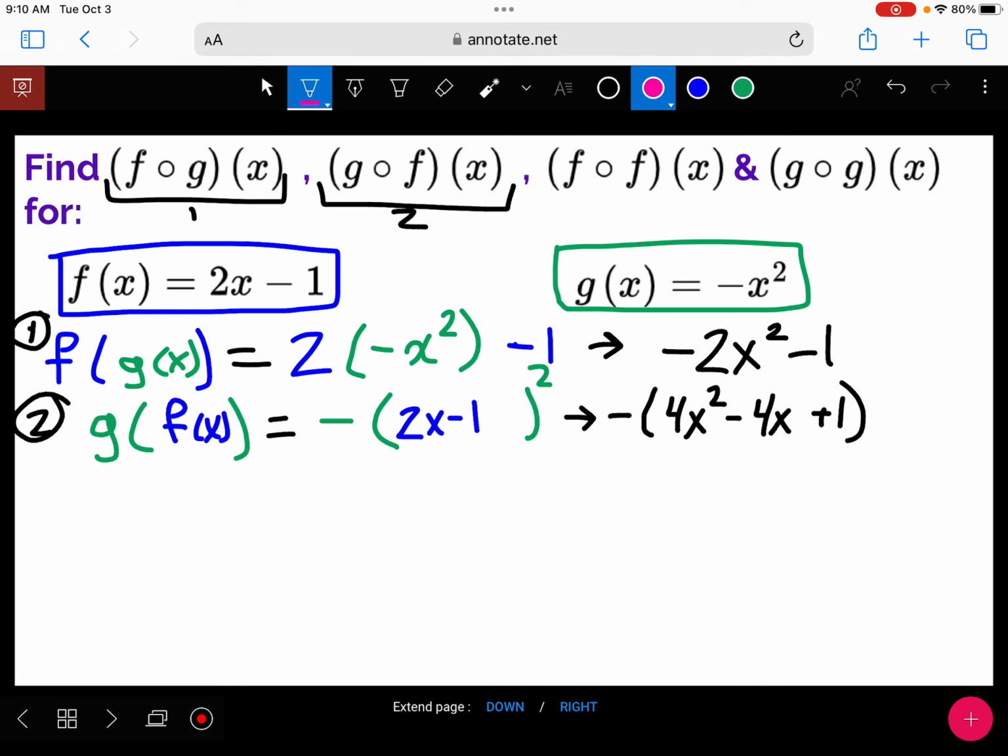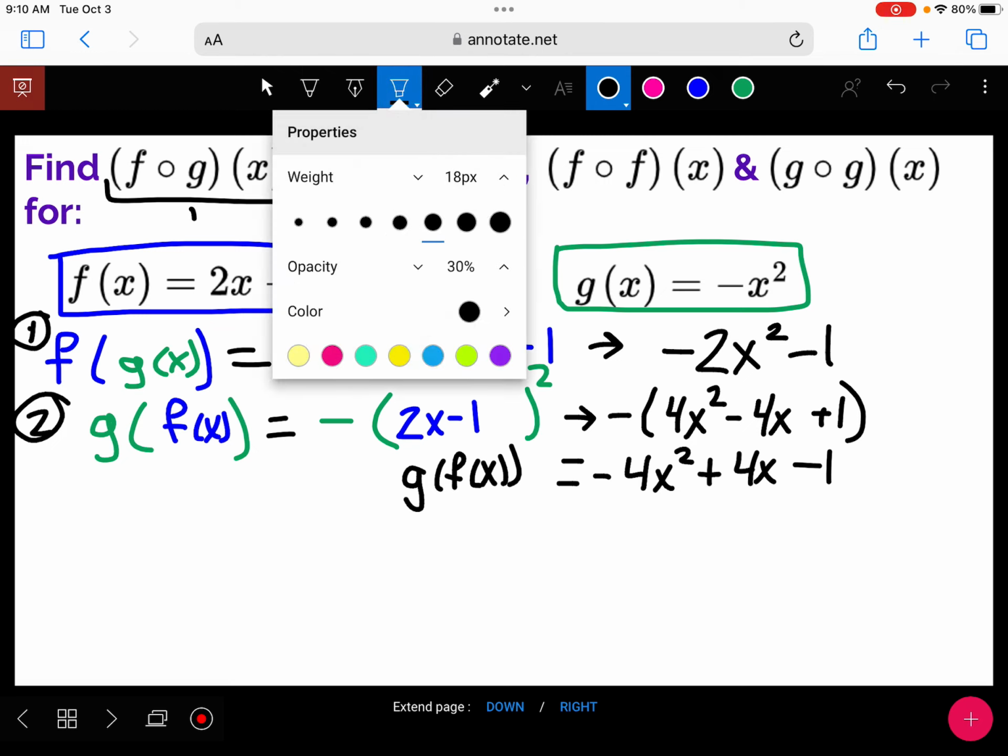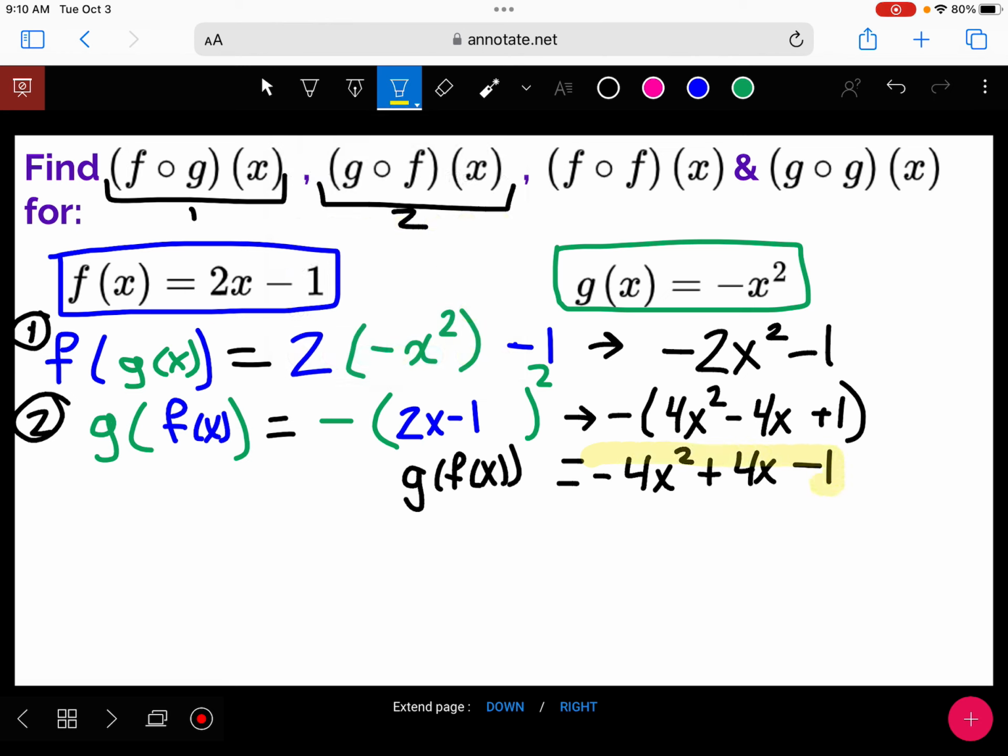Now we need to distribute that negative sign. So our answer here for g of f of x is negative 4x squared plus 4x minus 1. Our simplified answers are not going to have any parentheses in them. So that's our answer here. This is our answer here. Just trying to make it clear because I know it's starting to get smushy up here.